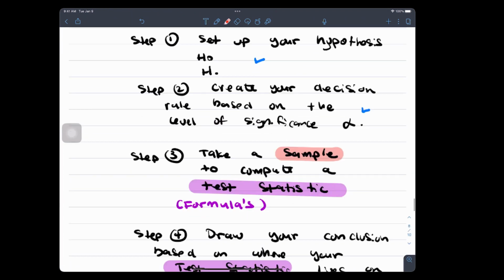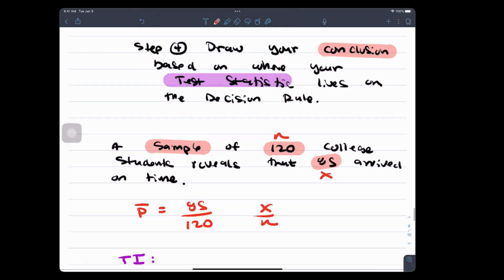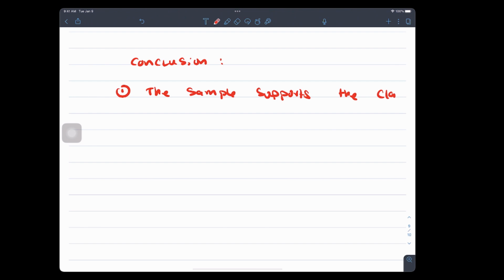Now, I'm going to go back down in our notes because what are we doing? We're trying to draw our conclusion based on where your test statistic lives on the decision rule. So here's your conclusion, ladies and gentlemen. It's going to be very simple. There's only going to be two conclusions. You can say this: the sample supports the claim, or the sample does not support the claim.